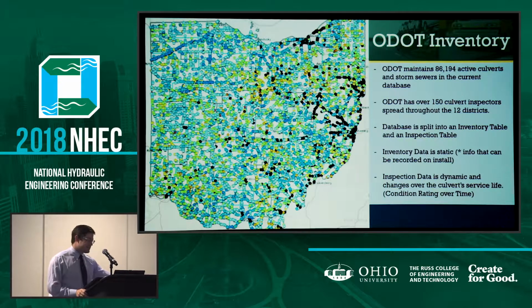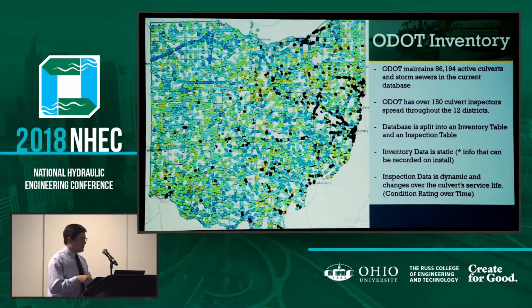So we have around 86,194 active culverts in our database. You can see why it's a struggle to keep up an inspection cycle, and I know it's not an easy task. We have over 150 culvert inspectors throughout the 12 districts, and we have the culverts on an inspection cycle, which I'll talk about in a second.